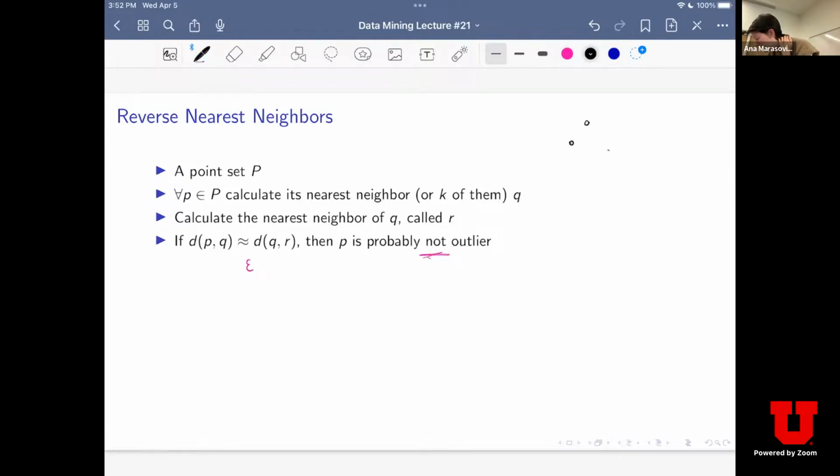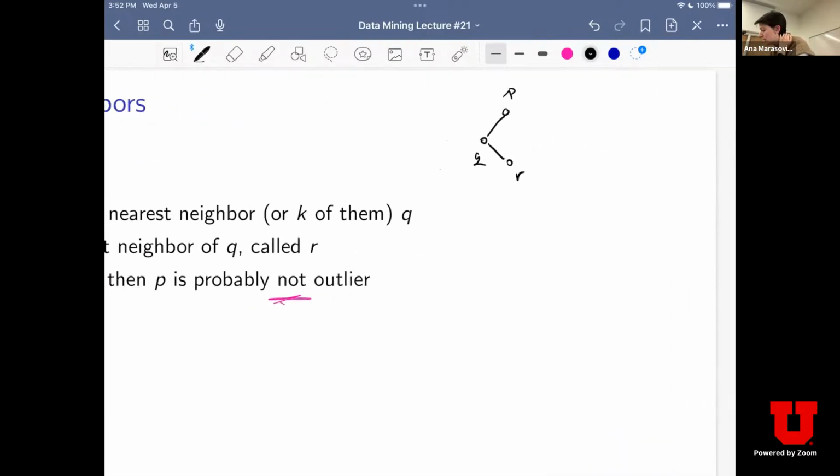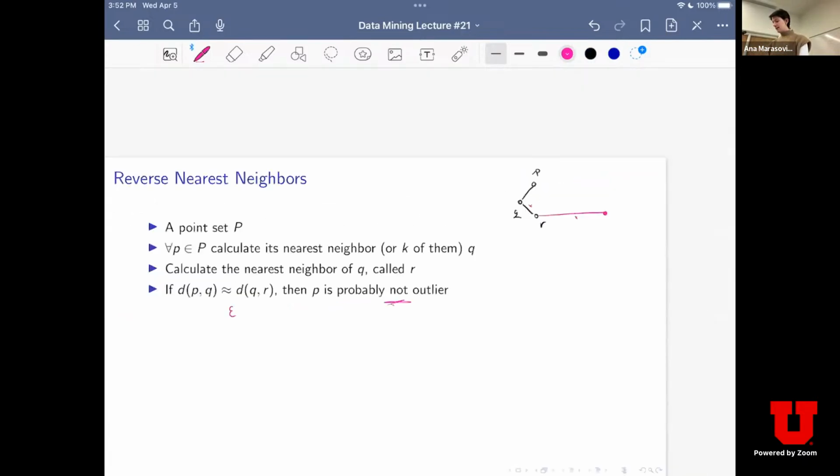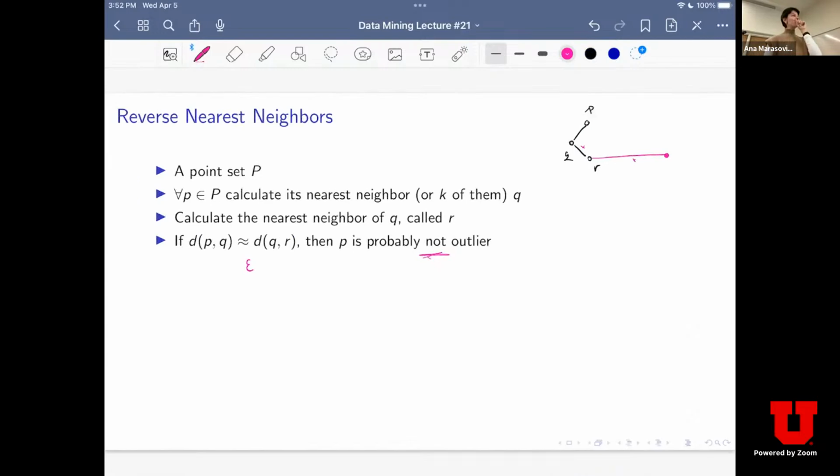The idea is, I think, visually very clear. Let's say we have P, Q, and R. This distance and this distance are not super far away, compared to if you had some real outlier over here, where the nearest neighbor would be R. If you compare this line with this line, the difference is really big, and you would conclude that this point over here is an outlier. Yeah, and this is super simple, I think.